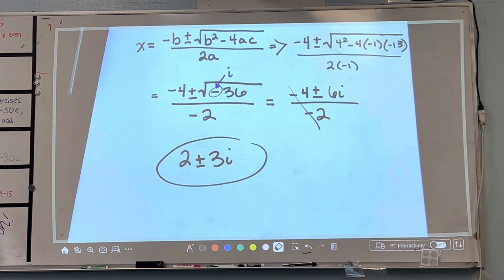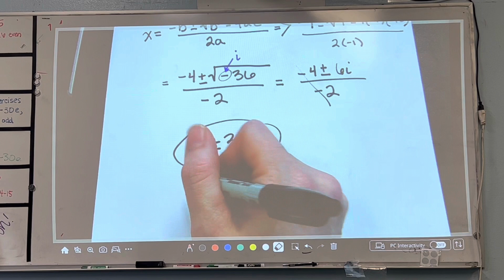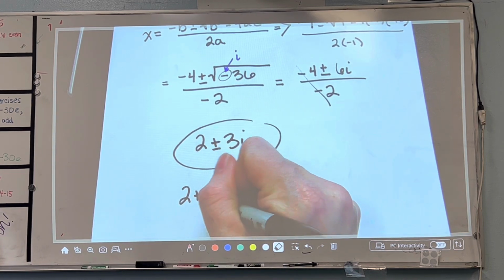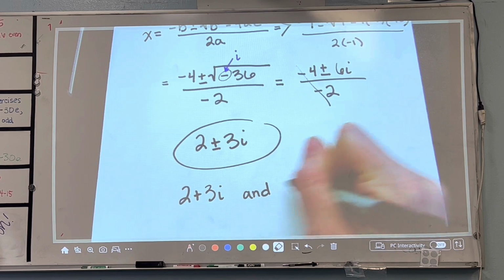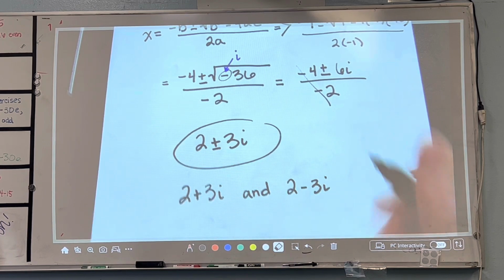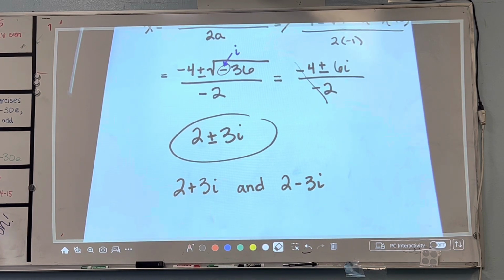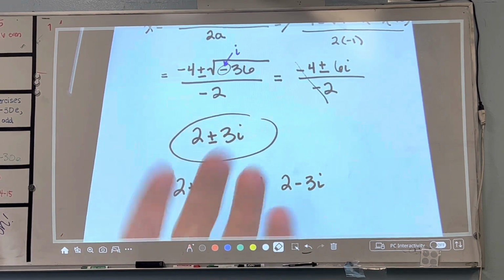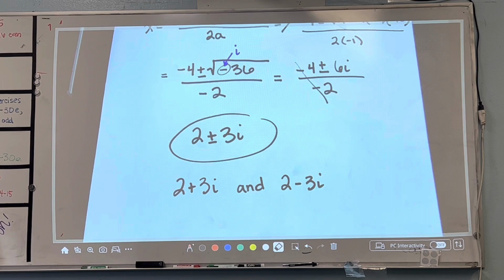So your two imaginary solutions are 2 plus or minus 3i. I want you to understand that this isn't a symbol. This just means 2 plus 3i and 2 minus 3i. So those are your two imaginary solutions. This is just a shorthand way of writing it so that you don't have to write it out twice.